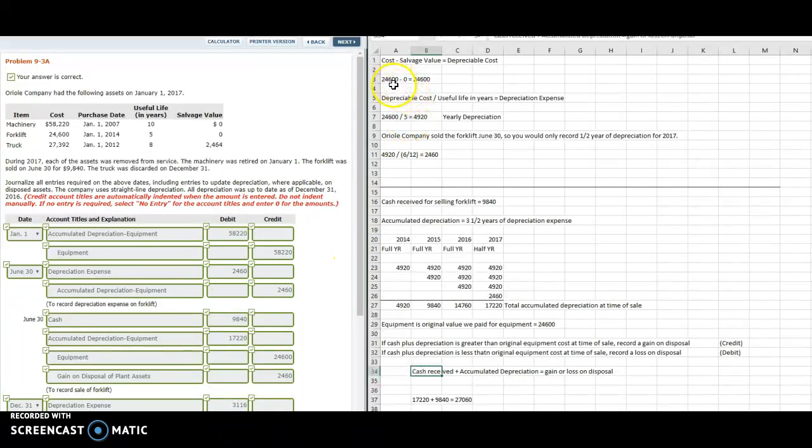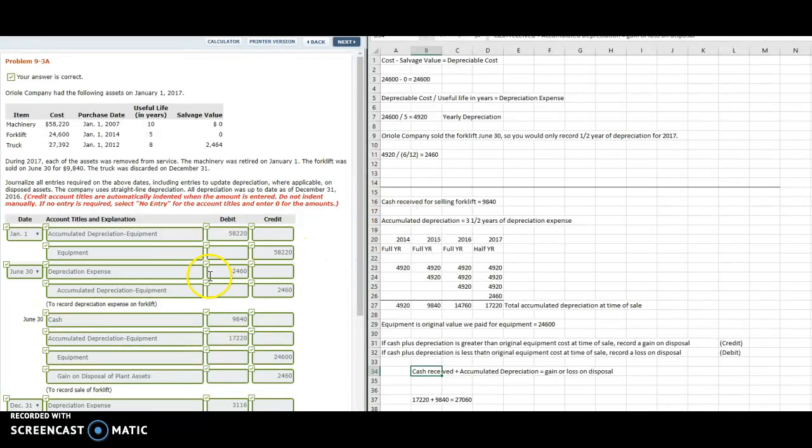And for the fork truck, we learned that the cost of the truck was $24,600 minus our $0 of salvage value they expect to receive, which is $24,600 depreciable cost. And then the useful life of that asset was 5 years. So that gives us $4,920 of yearly depreciation expense. But we know that they only used that asset for half of 2017. So we would multiply that by 6/12, or half of the year, to give us the value of depreciation expense for 2017, which would be $2,460.